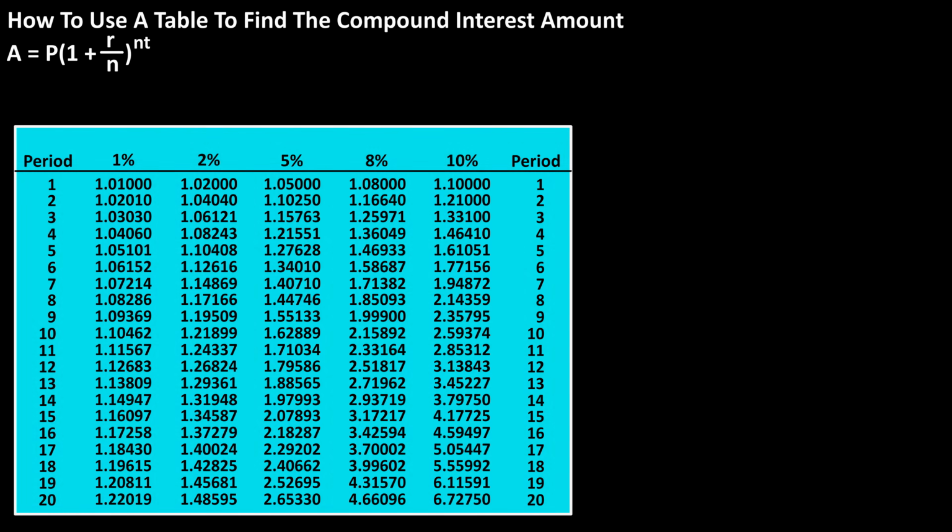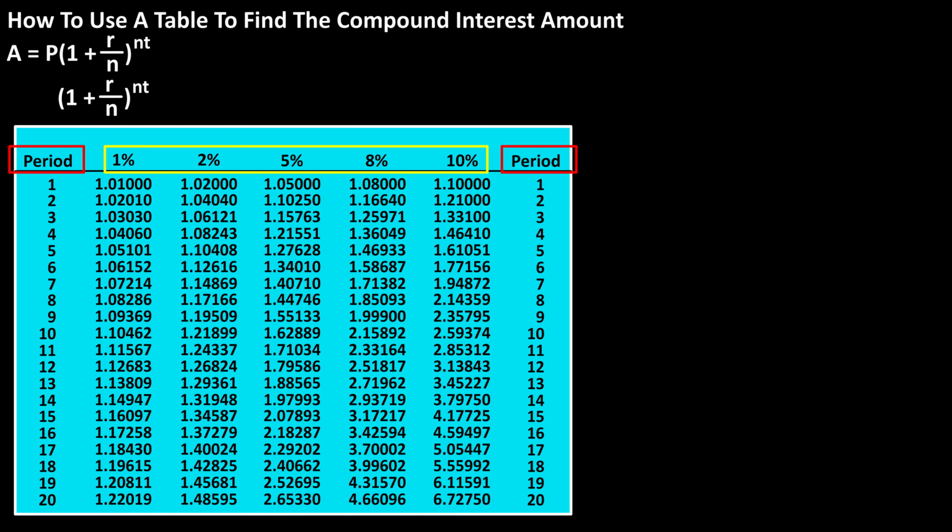Here is an example of a compound interest table which can be found through an internet search or in many financial books. And most tables are much more extensive, containing more percentage rates and more compounding periods than the table I have listed on the screen. And this table basically replaces the quantity 1 plus R divided by N raised to the N times T. The column at the far left and far right lists the numbers of compounding periods. The columns in between list some interest rates per compounding period.